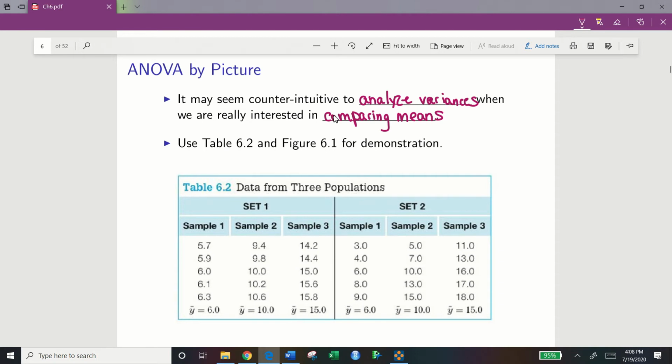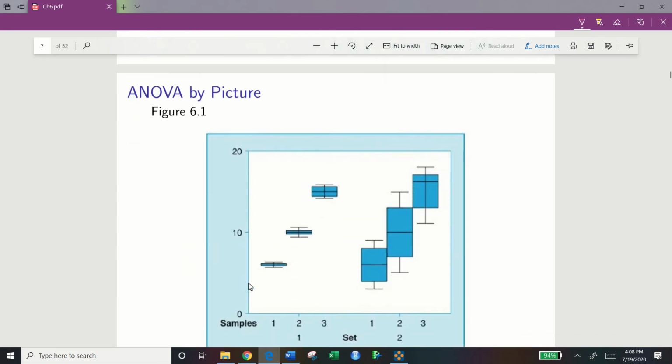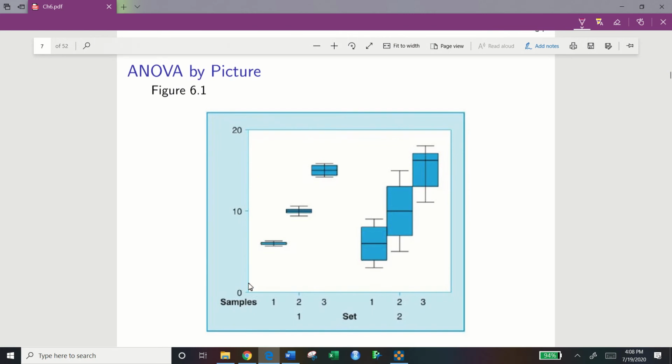Now, if we take a look for a second at our 3 samples, you can notice that they each have identical sample means, meaning the first samples both have a sample mean of 6. The 2 samples, sample 2s, have a sample mean of 10, and the 2 sample 3s both have a sample mean of 15. But if you were to look at that data exactly, and we were to try to put it in a box plot, you can see that their variability is actually quite different.